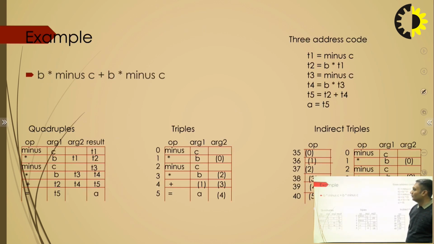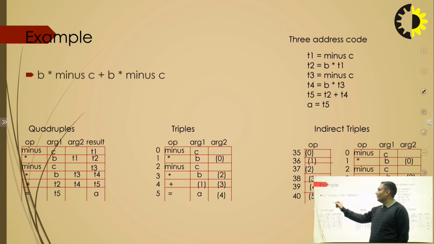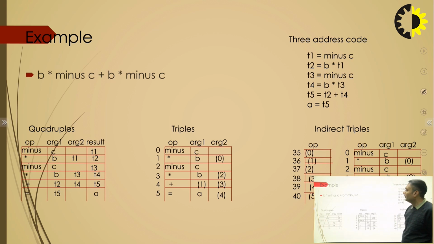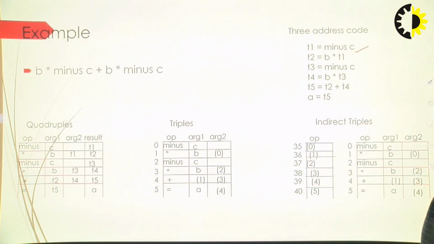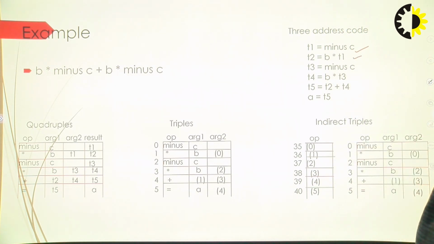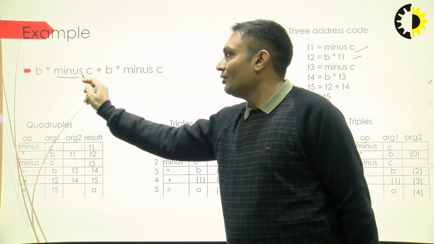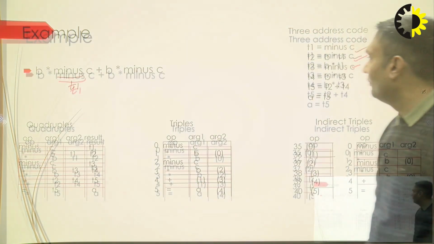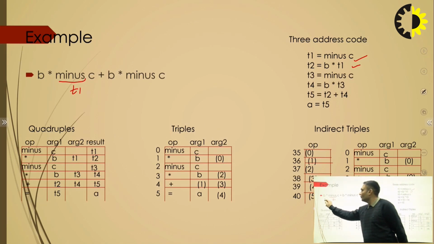Yes. So if I have an instruction b into -c plus b into -c. Firstly, I will write the 3 address code corresponding to this instruction. Then I will try to write the quadruple, triple, and then indirect triple. So firstly we will write the 3 address code. t1 equals -c, temporary variable t2 equals b into this t1 value. If I am storing this one as T1, then B into T1 will be T2. So the combination of this will be T2.